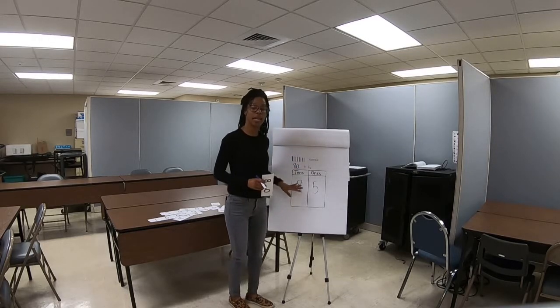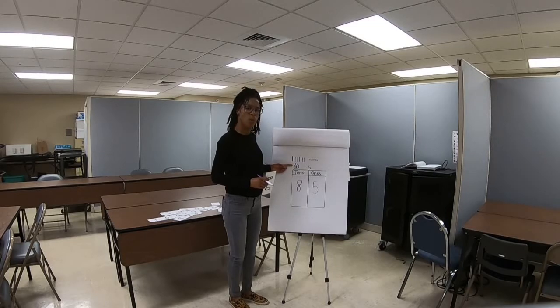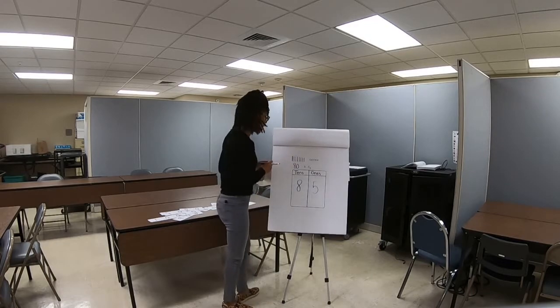And if we wanted to put 8 tens and 5 ones into a number sentence, what would that number sentence be? That's right. It would be 80 plus 5 equals 85. Good job.